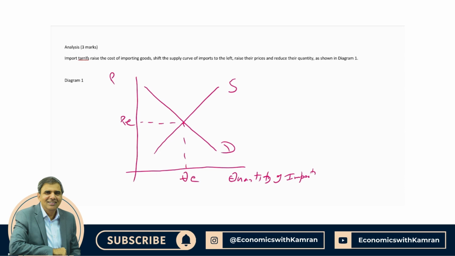quantity of imports. Now, because of the import tariff, it's just like a tax on import. It shifts the supply curve upward, raises the price to P1 and lowers the quantity to Q1. So imports fall and imports become expensive, and consumers are prompted, they are forced, they are tempted to shift to local goods which become relatively cheaper. Now that is a simple looking diagram for import tariff.